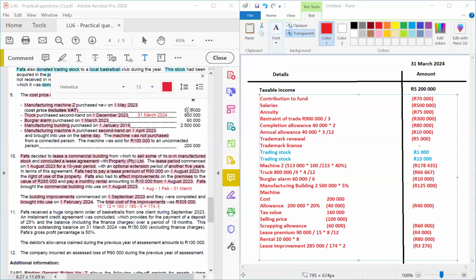Okay, so now Mulatela, can I take your hand? Yes, I didn't get the part why you said 174 times 2. Where is this 2 coming from? It represents the remaining months in this current year of assessment. Our current year ends on the 31st of March. Now, the date when these improvements were completed, the 1st of February 2024, till year end, it is 2 months. I can only account for the improvement as a deduction for these 2 months only.